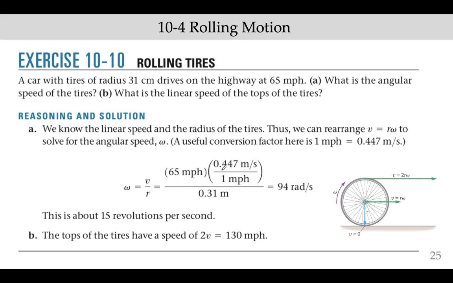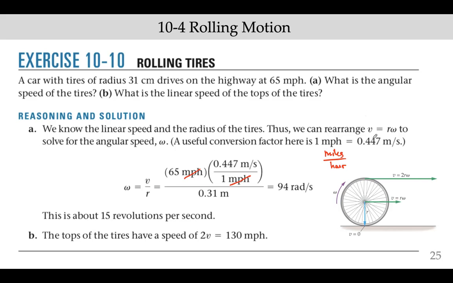So for that conversion, if you multiply 65 miles per hour with this number, you will get meter per second, because these miles per hour will cancel. And where do you get this number? Well, you just convert 1 mile per hour to meter per second, and you get this relation.